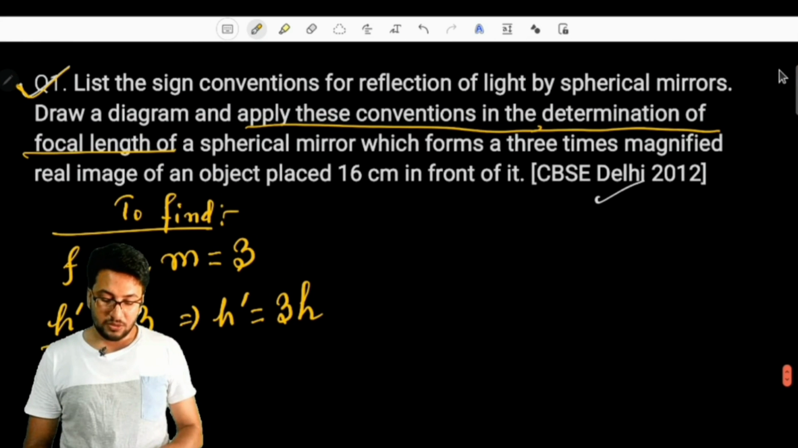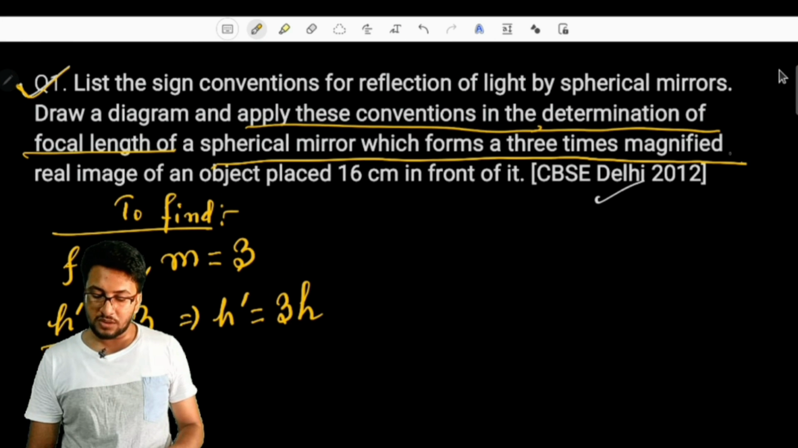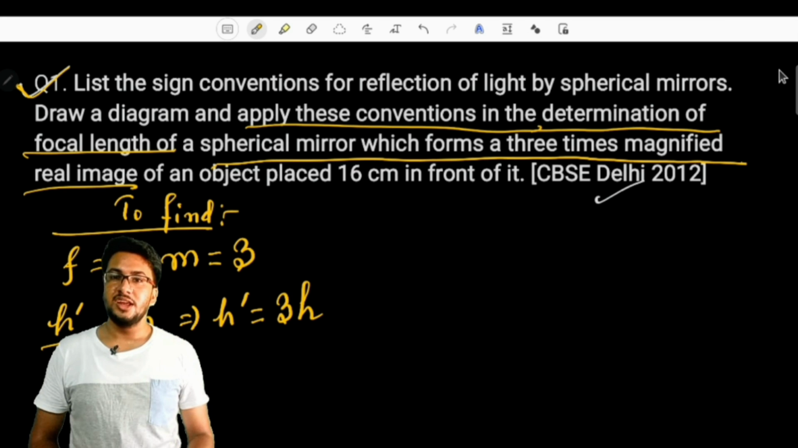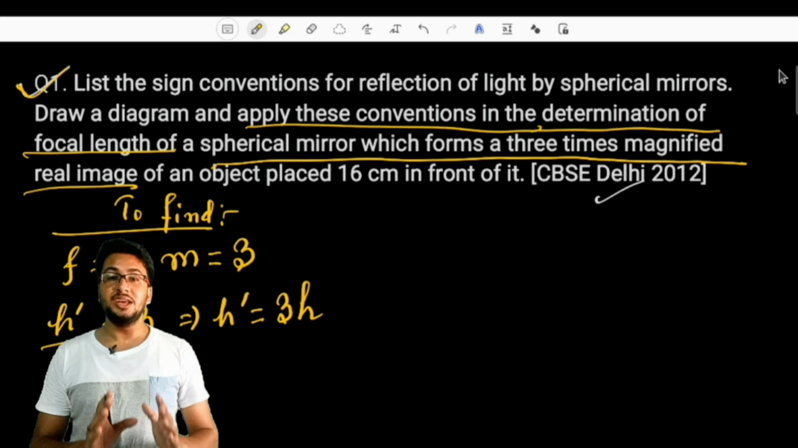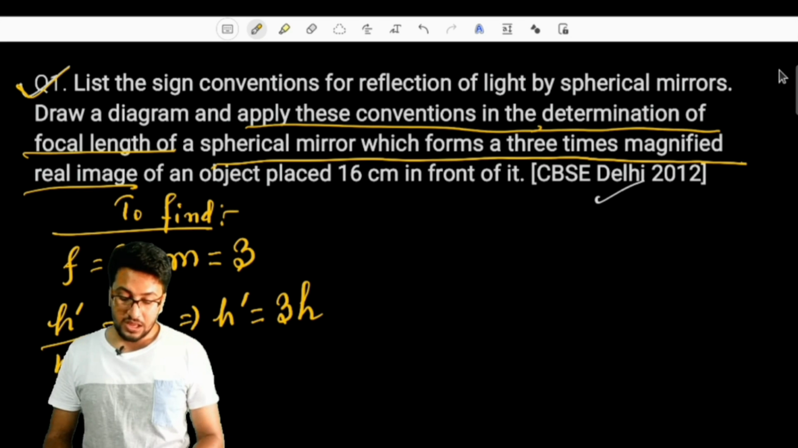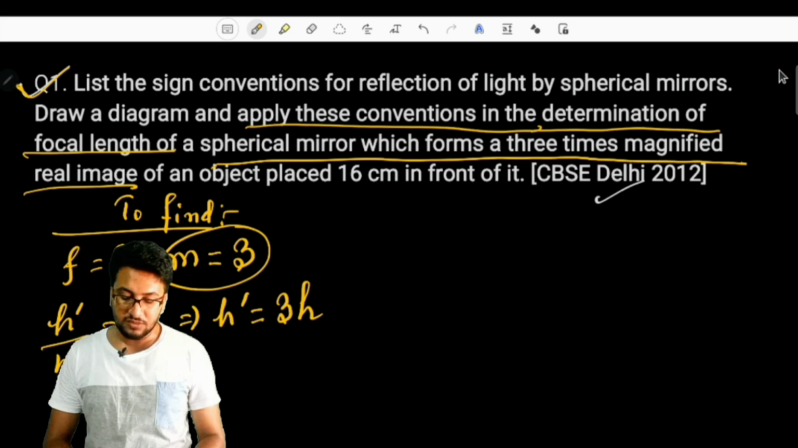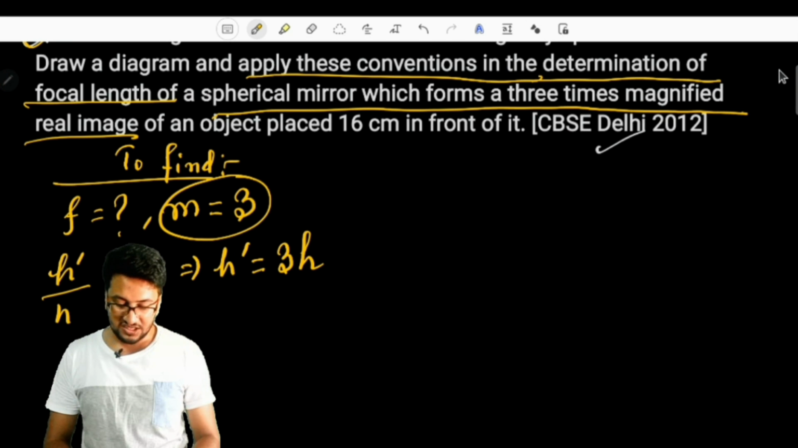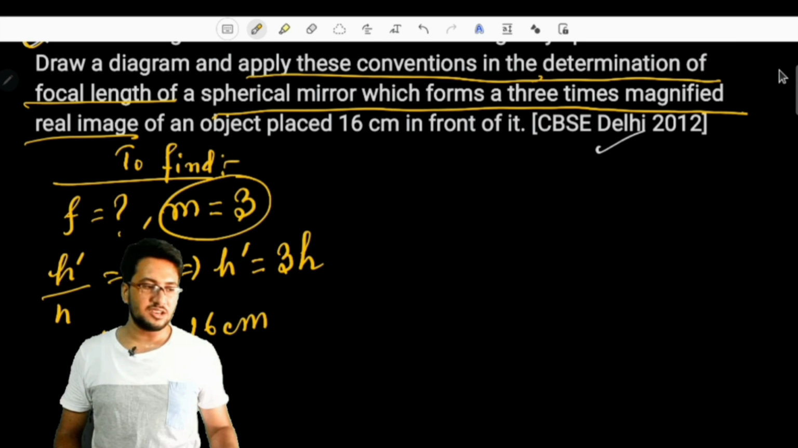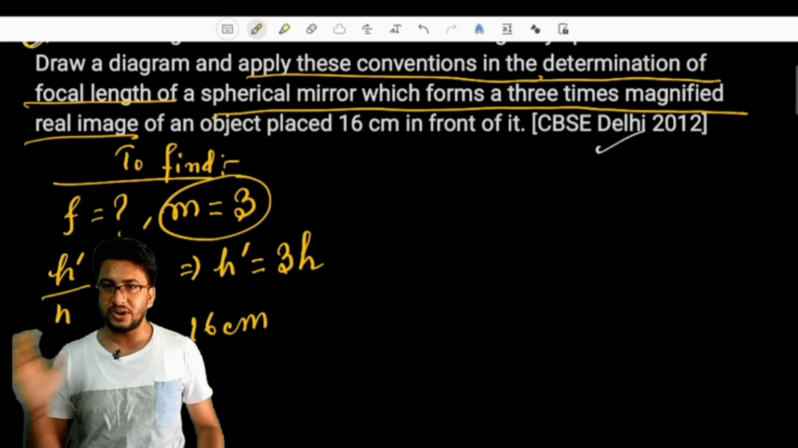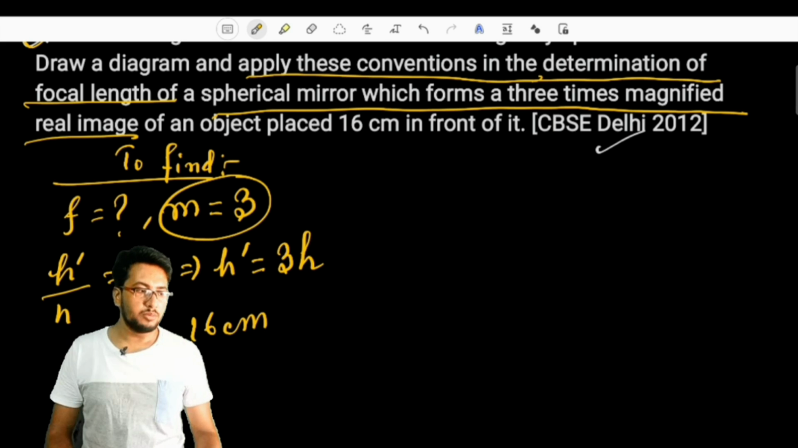Now you can get what is said: the spherical mirror forms a 3 times magnified real image. That means the height of the image will be thrice the height of the object in such a case. Okay. And when does it form? When the object is placed 16 centimeter in front of it. The object distance is taken as 16 centimeter here, because the object is placed in front of the mirror at 16 centimeter apart. That's why 16 centimeter will be the object distance.